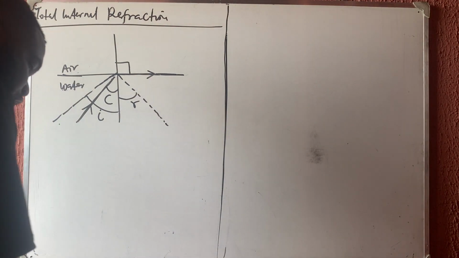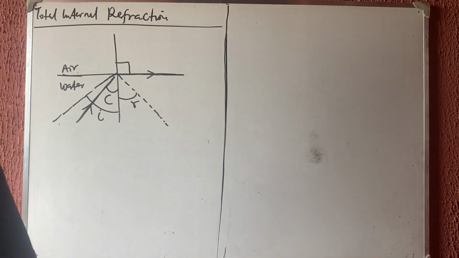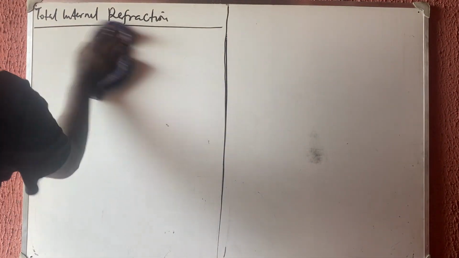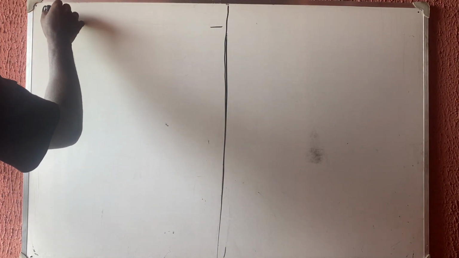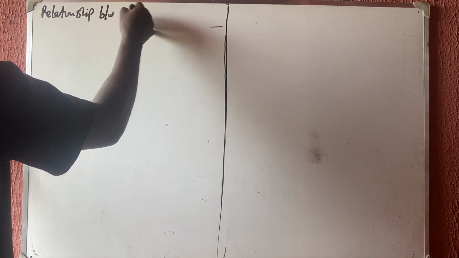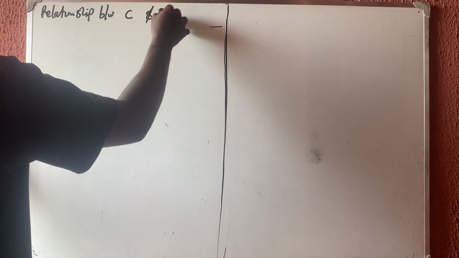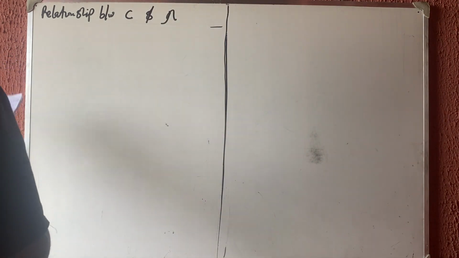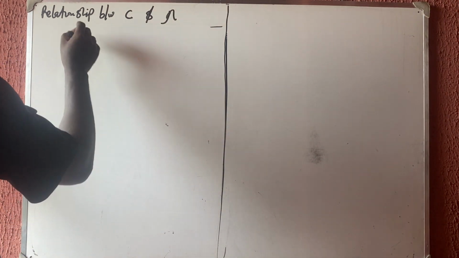Now let's look at the relationship between the critical angle and the refractive index. Right, now let's look at this, the same thing we did before.